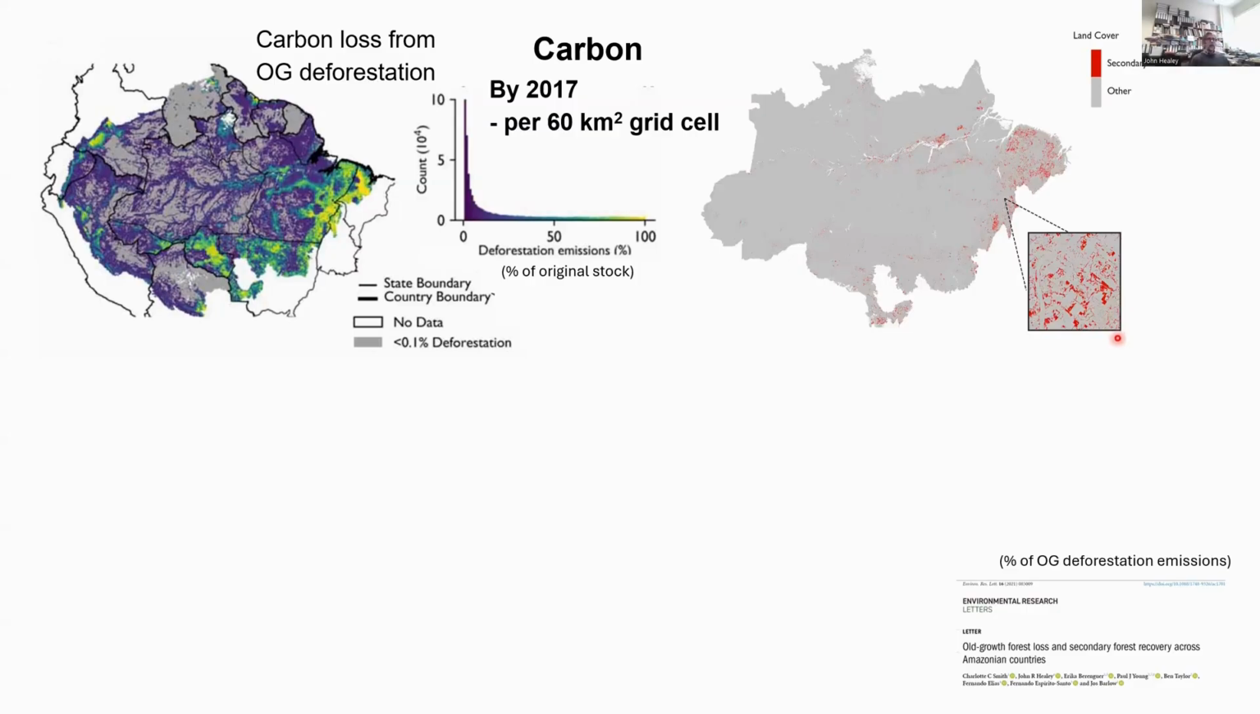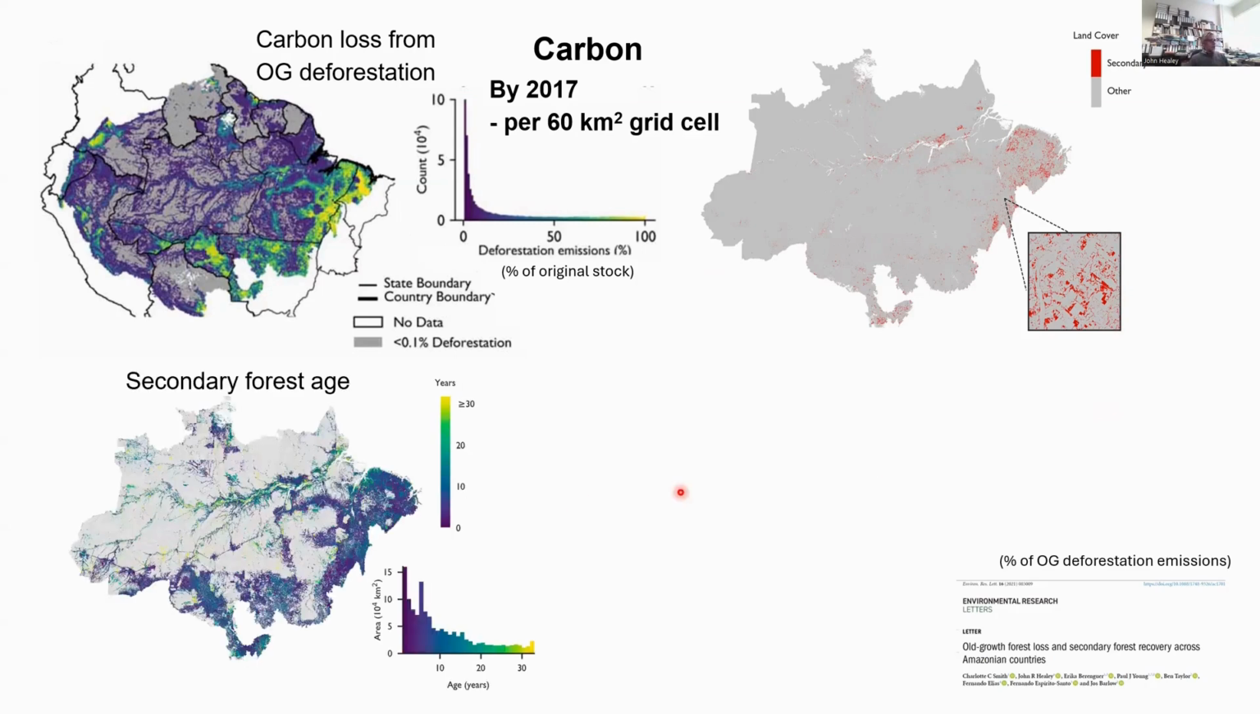Charlotte was then able to map the occurrence of secondary forest, as we previously looked at in previous slides, on the same grid cell resolution. And also using the method I've described in earlier slides, up to 32 years, she is able to map the age distribution of the secondary forests, with a lot of younger secondary forests in the south and east of the Amazon, and a greater proportion of older secondary forests along the river Amazonas, Solimões, and in the interior of the Amazon.